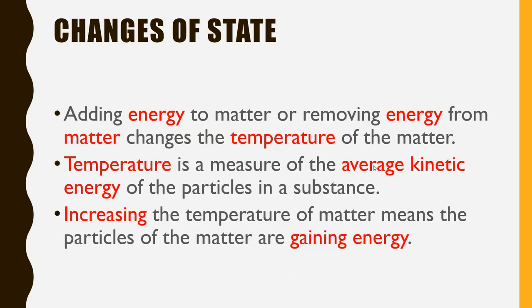Okay. So we get changes of state by adding or removing energy to matter. So this addition or subtraction of energy changes the temperature of the matter. Temperature is a measure of the average kinetic energy of the particles in a substance. So that energy that we're adding or taking away is heat. Increasing the temperature of matter means the particles of the matter are gaining energy.